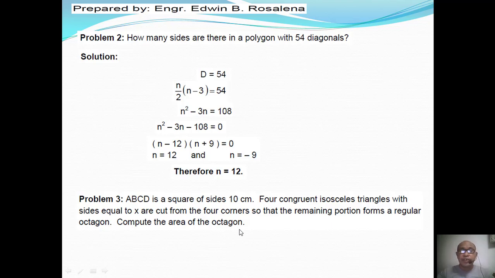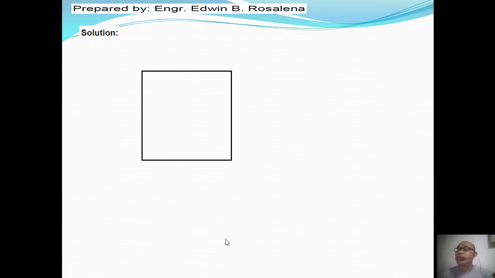Okay, so we have a square of sides 10 cm, and then we will cut from each corner 4 congruent, no? So 1 for each corner. 4 congruent isosceles triangles with sides equal to x. And the remaining portion there is a regular octagon. Compute the area of the octagon. Okay, so we have that here, no?